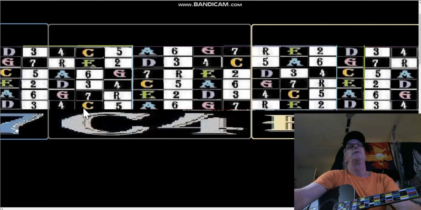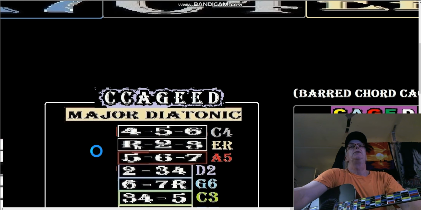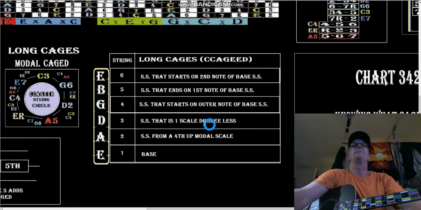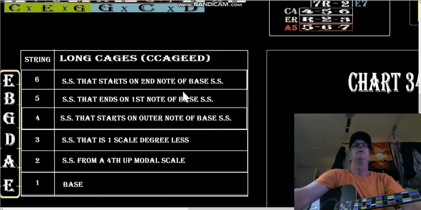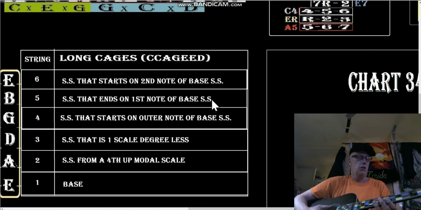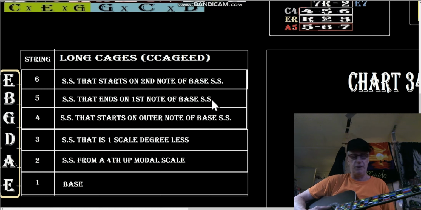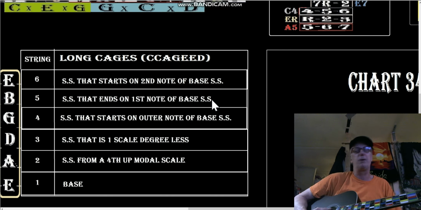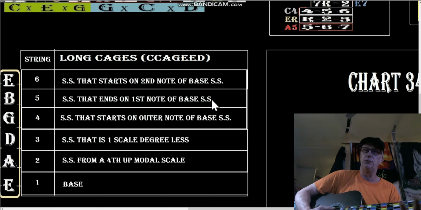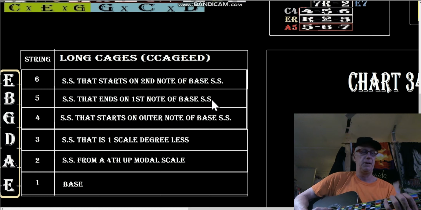Now, what else? We want to make sure we do this right. So let's go back to our chart here. The fourth string is the string shape that starts on the outer note of the bass string shape. The fifth string is the string shape that ends on the first note of the bass string shape. And this is for all of them. I know I'm saying this the whole time, but I don't mean to brag, but this is true. I checked every one of them. I always check them, usually, and I certainly have this time.